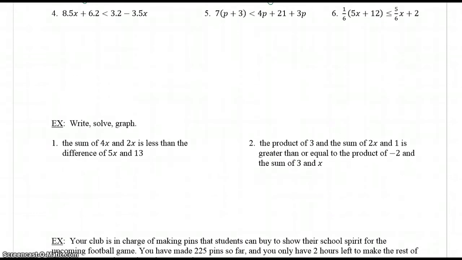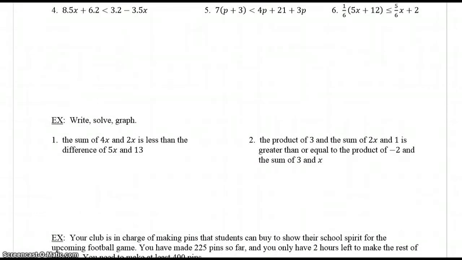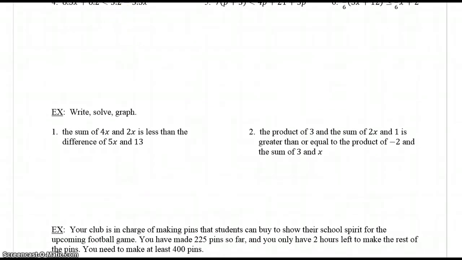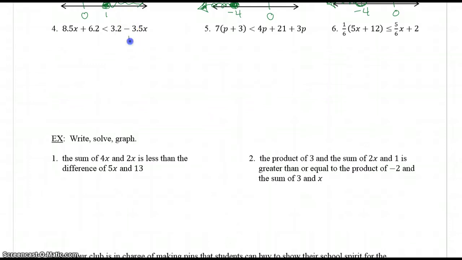For number 4, the process is exactly the same, only we're using decimals. So we want to combine like terms, essentially, so that we have all of the x's on one side and all of the numbers on the other side. So I'm going to first add 3.5x to both sides, and we get 12x plus 6.2 is less than 3.2. Now we need to move this 6.2 over, so we're going to subtract 6.2. We get 12x is less than negative 3.